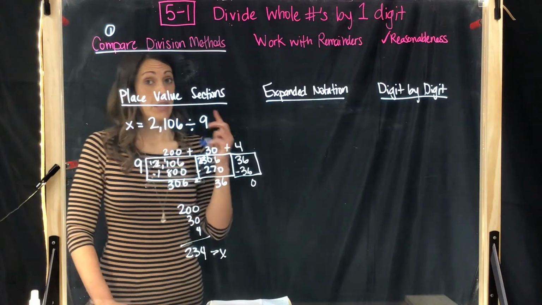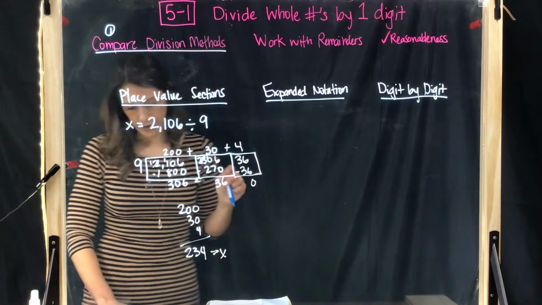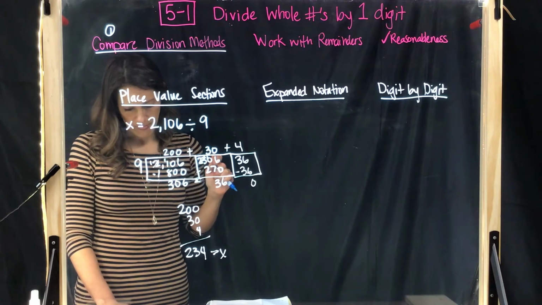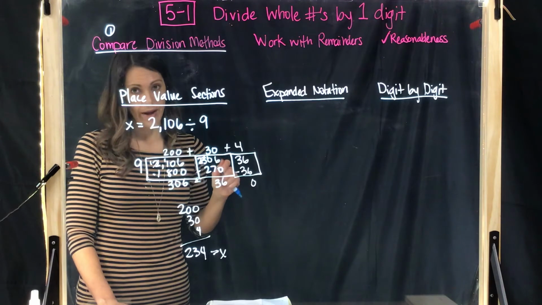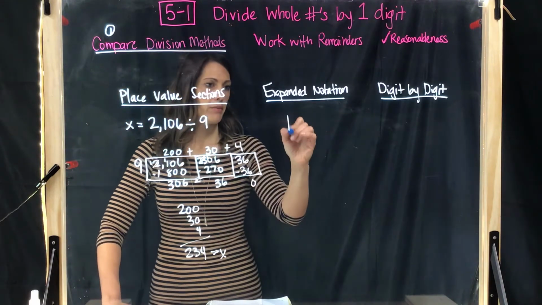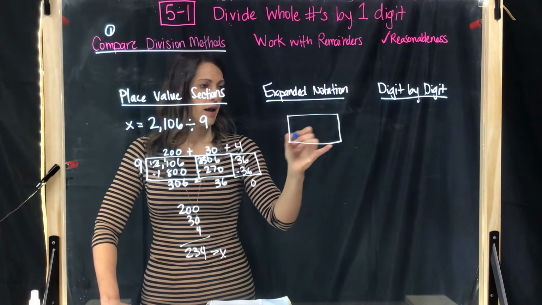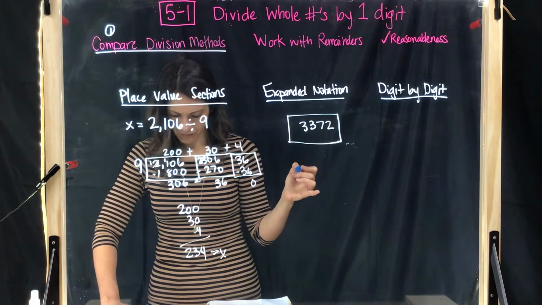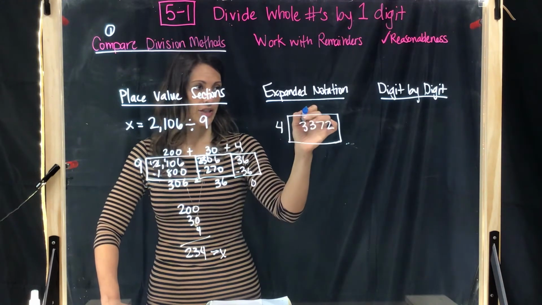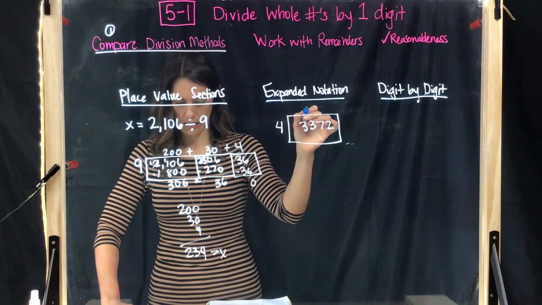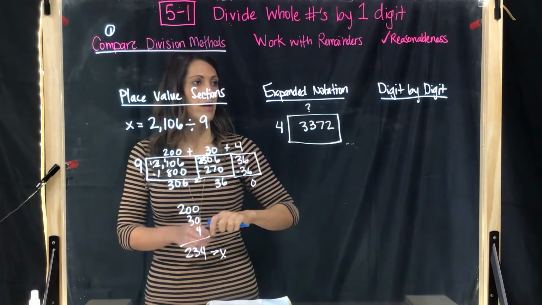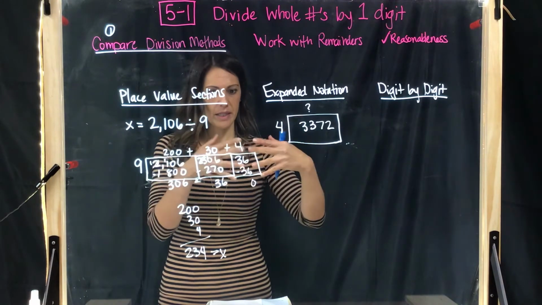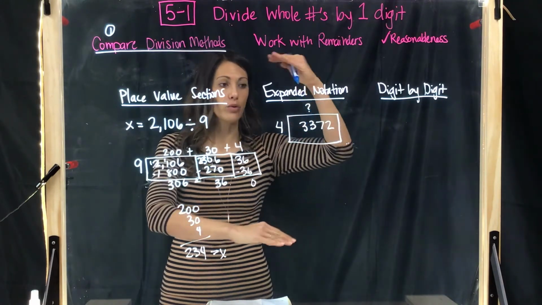Okay, I'm going to take a look at number 2, and I'm going to use expanded notation for number 2. It says a sidewalk covers 3,372 square feet. If the sidewalk is 4 feet wide, what is the length? Okay, an area problem. So I've got a sidewalk, and it's 3,372 feet, and it's 4 feet wide, and I need to know what's this up here. What is the length? Okay. So again, with the expanded notation, it's like digit by digit and place value sections mixed together, and we're just going to stack the quotients on top of each other.